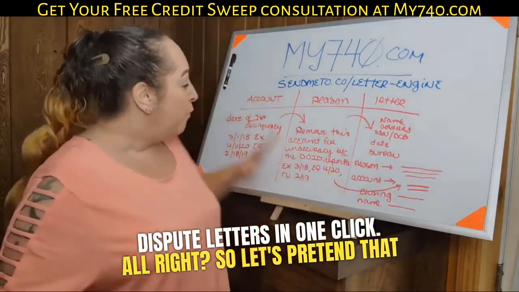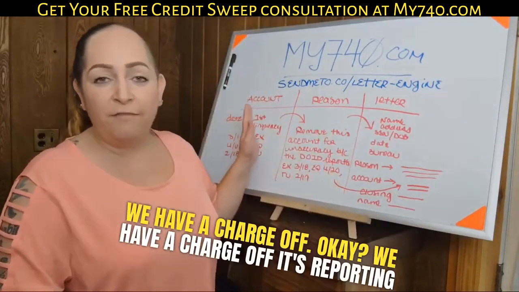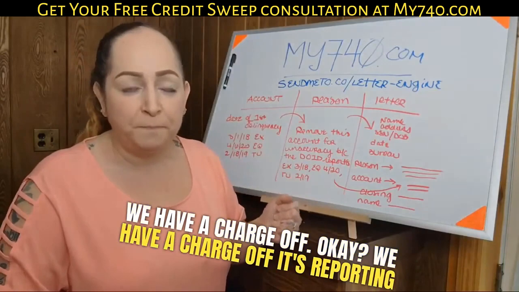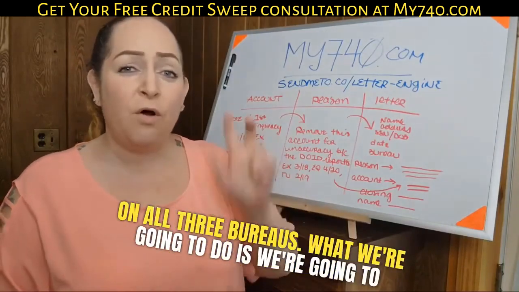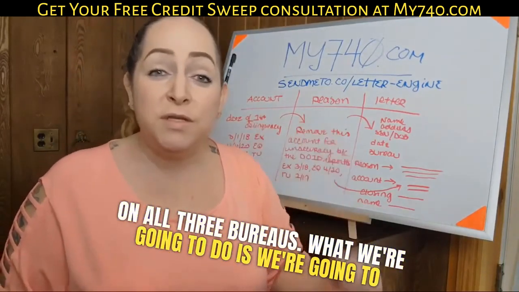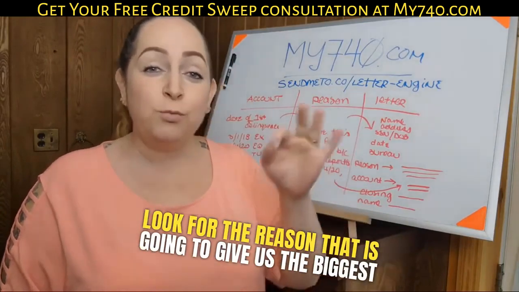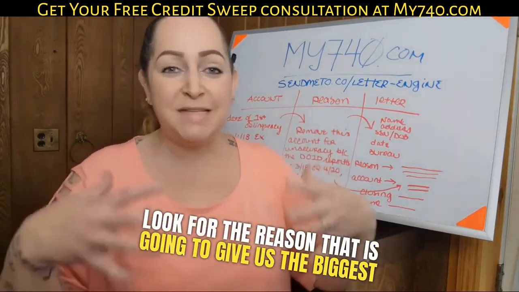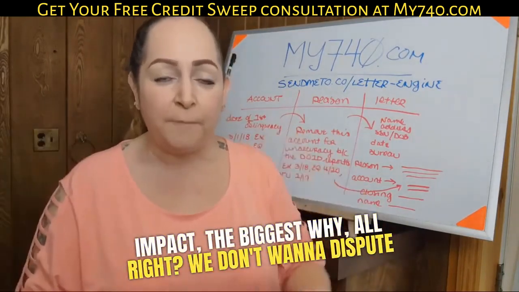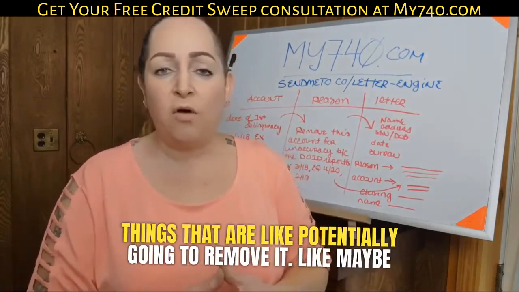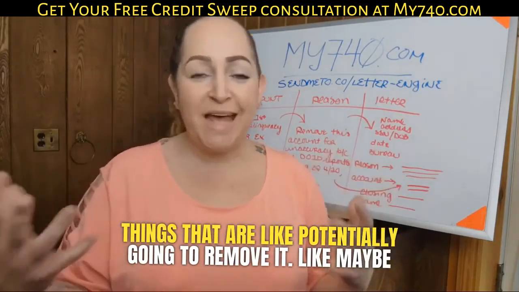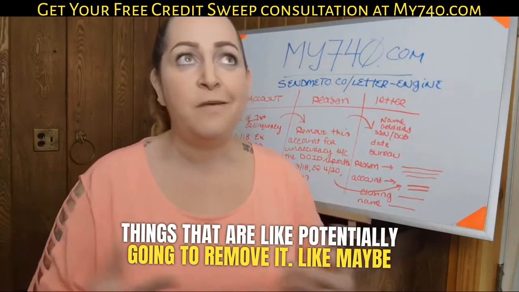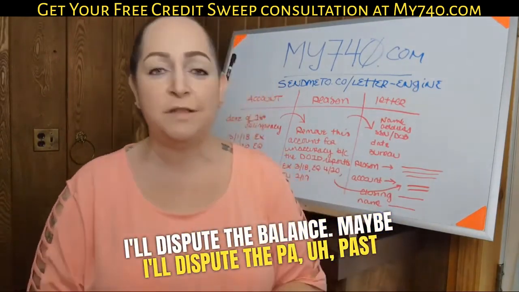So let's pretend that we have a charge off, okay? It's reporting on all 3 bureaus. What we're going to do is we're going to look for the reason that is going to give us the biggest impact, the biggest why, all right? We don't want to dispute things that are potentially going to remove it. Like maybe I'll dispute the balance. Maybe I'll dispute the past due.